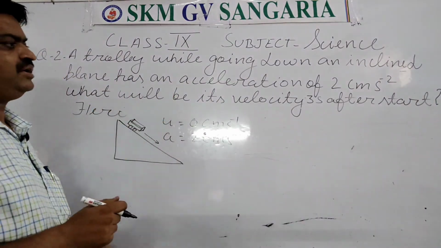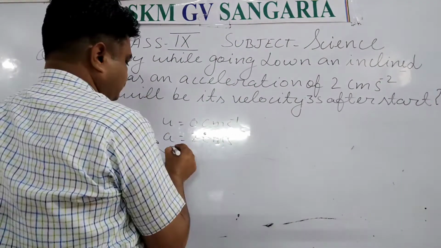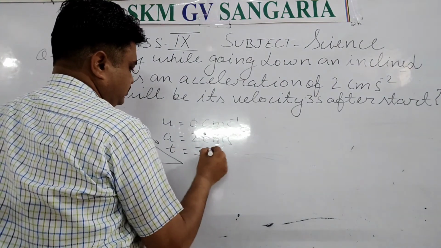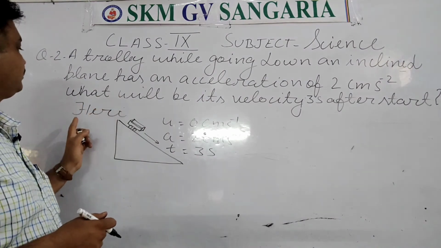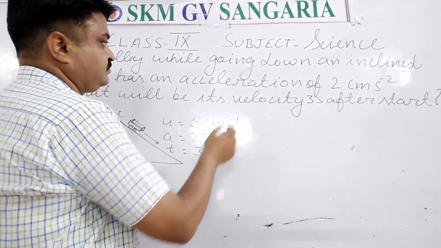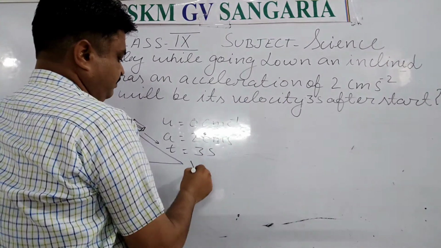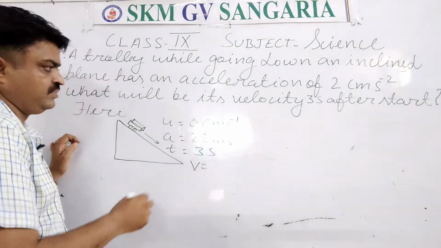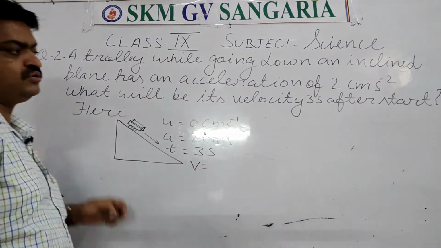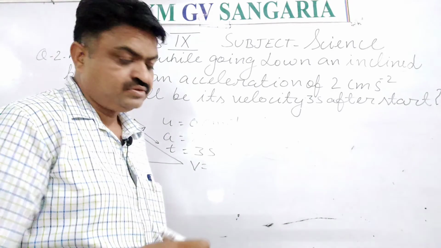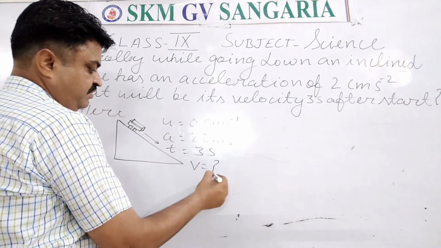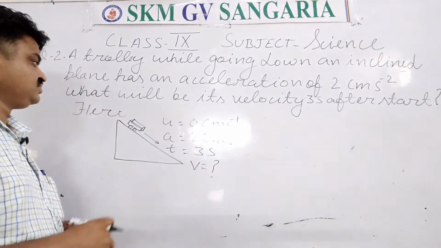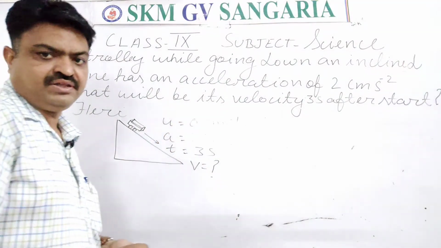What will be its velocity 3 seconds after start? So time is also given. It is 3 seconds. And in this, we will try to find out what will be its velocity 3 seconds after start. So we will try to find out the final velocity. So these are the quantities that are given in the question.